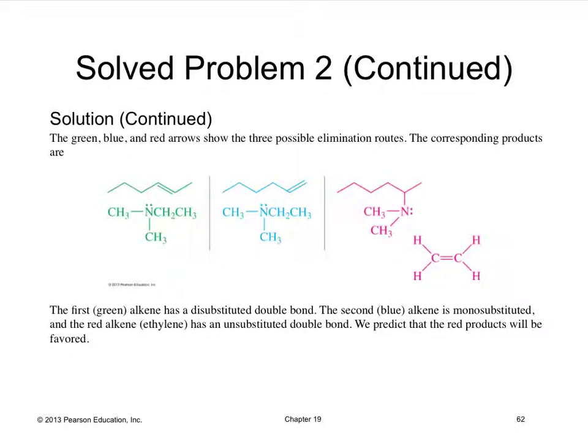So if we look at the possibilities, you have an internal alkene, a terminal alkene, but then an ethylene. Obviously, this is not monosubstituted. It's an unsubstituted double bond, and as a result, this would be favored.